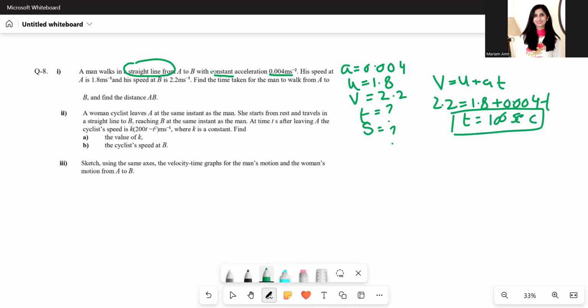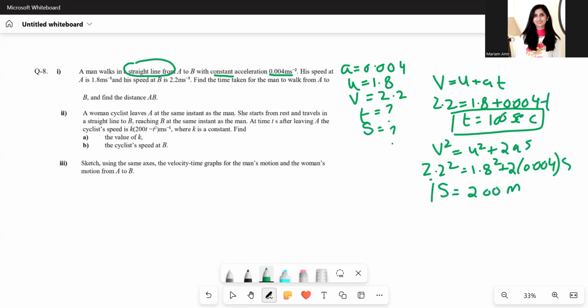And we need to find s. So I'm using v squared equals u squared plus 2as. So 2.2 squared is equal to 1.8 squared plus 2 times 0.004 times s. s comes out to be 200 meters. Okay, part one is done.